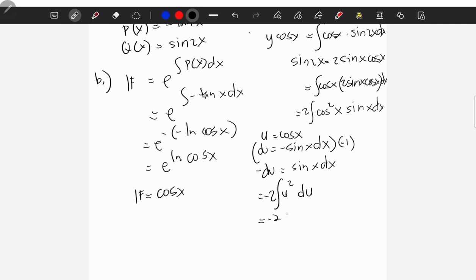So, copy negative 2. Then integral of u squared du is u cubed over 3. But our u is equivalent to cosine. So cosine cubed x over 3 plus c. The left side is y cosine x.